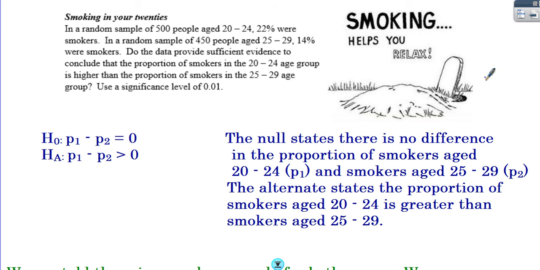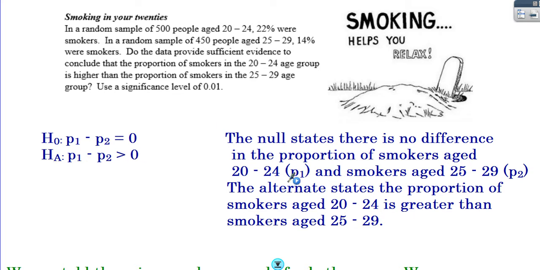So it says in a random sample of 500 people aged 20 to 24, 22% were smokers. In a random sample of 450 people aged 25 to 29, 14% were smokers. So then they want to know, do the data provide sufficient evidence to conclude that the proportion of smokers in the group 20 to 24 is higher than the proportion of smokers 25 to 29, and then use the significance level. If they're saying that this number is higher, when I subtract the two groups, this minus this should result in a positive number. Therefore, we're saying it's greater than 0.